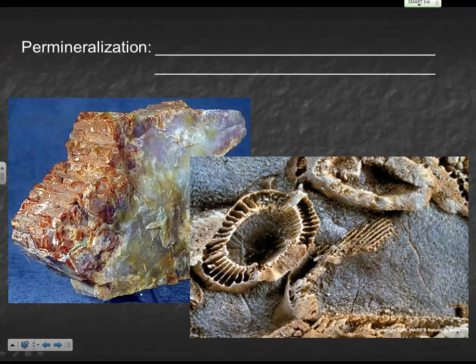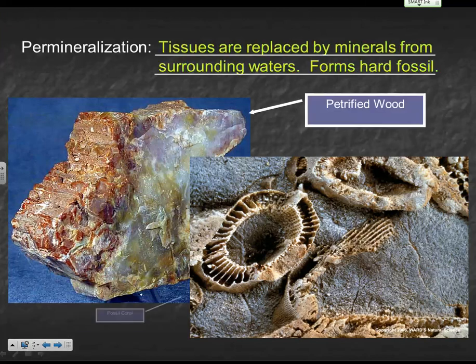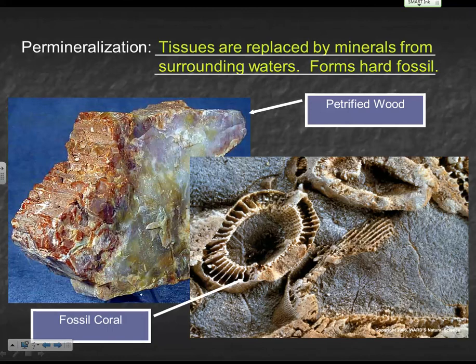Okay, another form of fossilization is called permineralization. You can think of this as like petrification. There's a piece of petrified wood. The tissues in the material, for instance the wood on the left, is replaced by minerals from the surrounding groundwater. So the carbon is taken over by, in this case, probably quartz. And it forms a much harder material. This is rock hard. You can see some fossil coral down there on the right, and we do have some of that right here within a 10-minute drive.